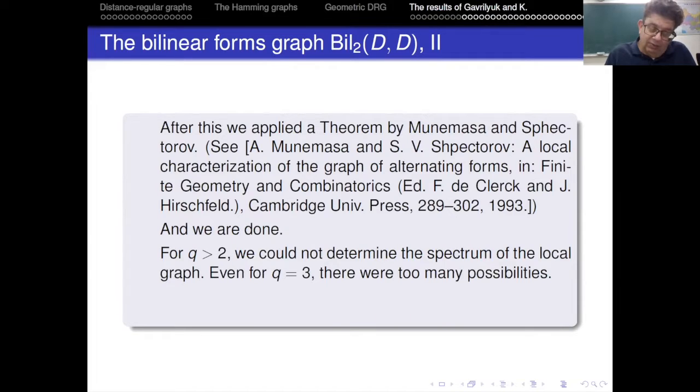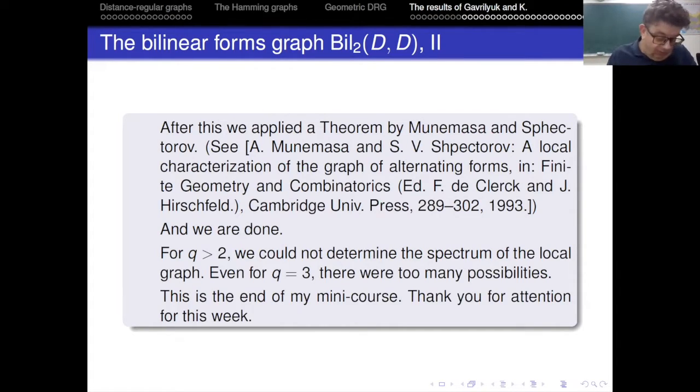For Q bigger than 2, we could not determine the spectrum of the local graph. For Q equal to 3, there were too many possibilities. Because you don't have this reasoning, there are not so many possibilities for Q is 3, but there are too many. Maybe it can be done. I don't know, but we don't know how to do it. Maybe somebody can look at it and see whether it's possible. But we didn't see it. And this is the end of my course. Thank you for your attention for this week.